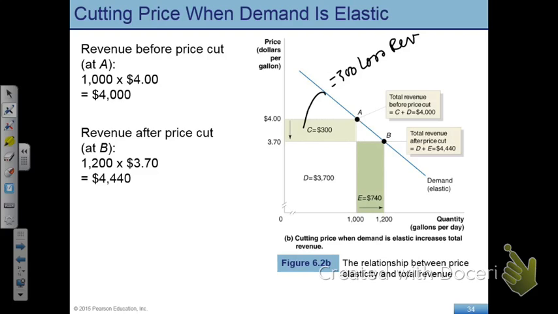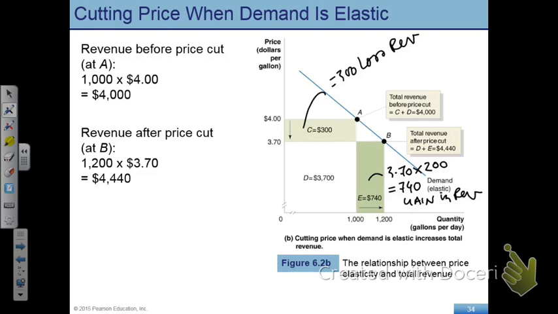So by cutting price, you are now able to gain $3.70 times the extra 200 units that you sell. If you do the calculation, it will turn out to be $740. And this is the gain in revenue. Now the calculation is fundamentally different. By cutting price from $4 to $3.70, you are losing $300 worth of revenue, you are gaining $740 worth of revenue. So it should be clear that by cutting price, you are raising your total revenue.